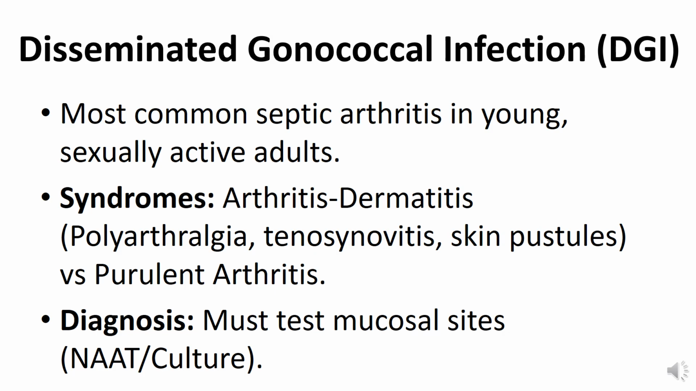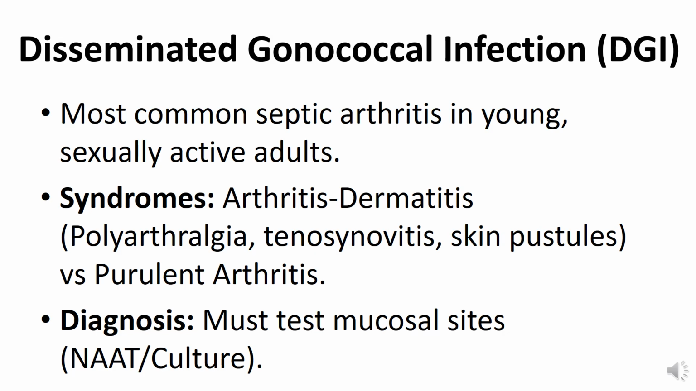The key message is simple. Think of disseminated gonococcal infection in young, sexually active adults presenting with unexplained joint symptoms. Remember the two classic patterns: the arthritis dermatitis syndrome with polyarthralgia, tenosynovitis, and skin pustules, and the purulent arthritis syndrome with an acutely inflamed joint.